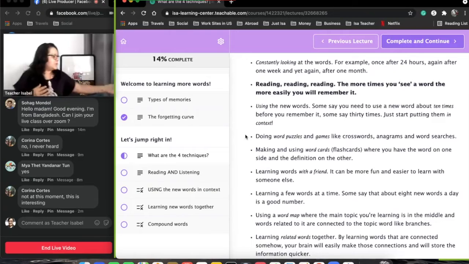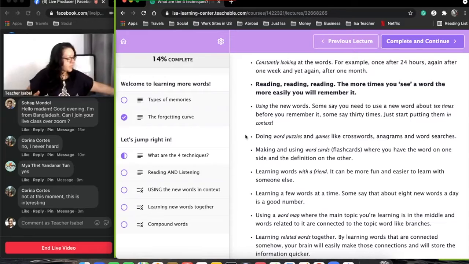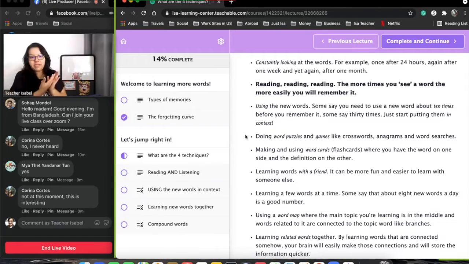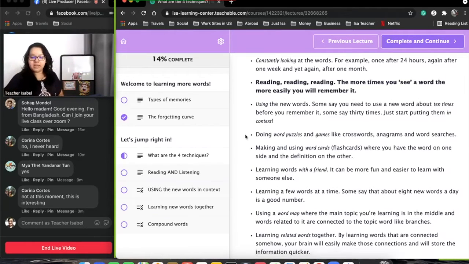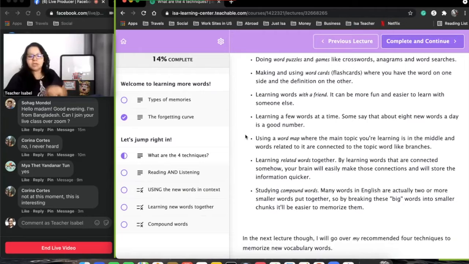Maybe you have a little calendar with a new word of the day. So you get your calendar, you have your new word every day, and you make it your goal to use that word that day as many times as possible. Just use it.